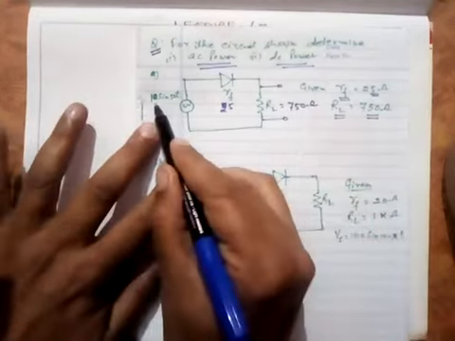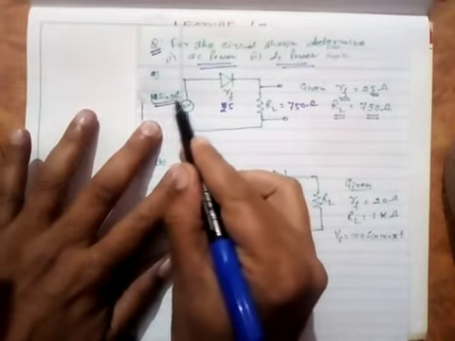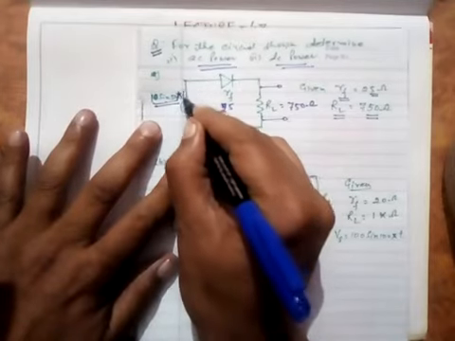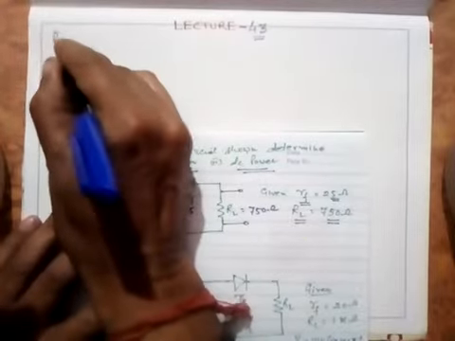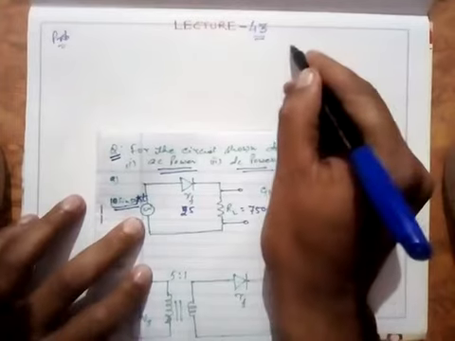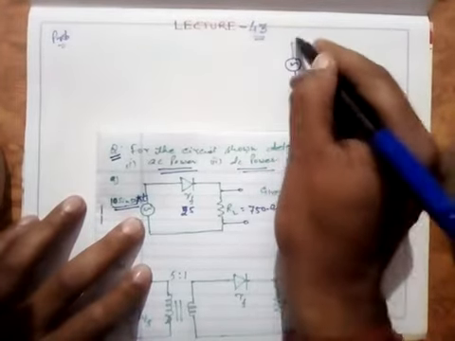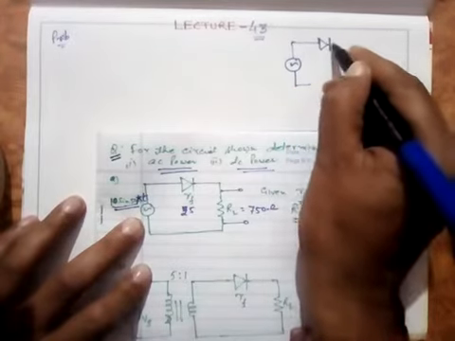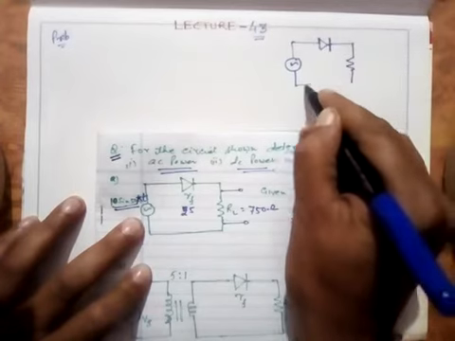Now the input here is 10 sine 50 t. It should be 50, just make a correction, it should be 50 pi into t. Again I am redrawing this figure. Look at the problem number 1 that is given to you. In this problem, this circuit is given to you. You have an AC source which is applied to this diode, which is acting as a rectifier, and this is a load resistance RL.